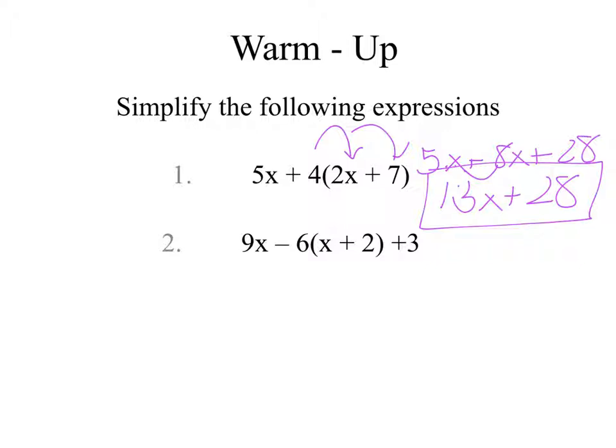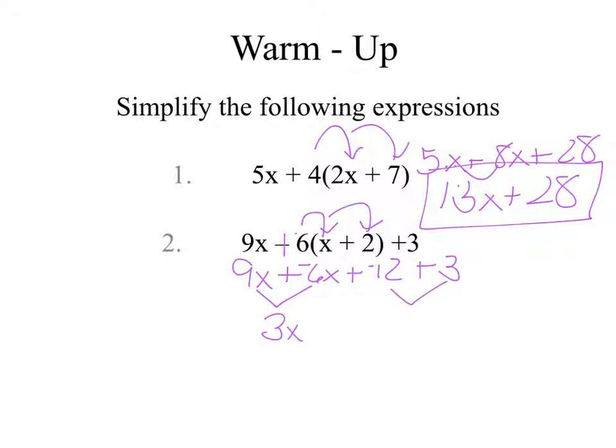Looking at this next one, please make sure you remember to change subtraction to plus the opposite. And again, we're going to go ahead and distribute through the parentheses. So 9x plus negative 6x plus negative 12 plus 3. Combining my like terms again, my x's go together and I get 3x. My negative 12 and my 3 go together, and I get negative 9 as my constants.